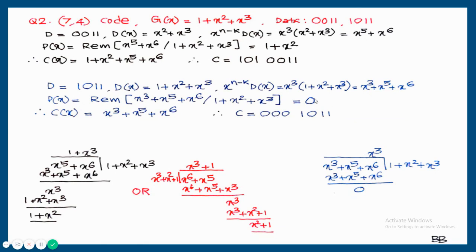Remainder is equal to 0. So 0 remainder is written here. C of x is equal to the product plus remainder. Or actually in this case, remainder plus product. So 0 plus x cube plus x raised to 5 plus x raised to 6. And the equivalent code is written here. No 1, no x square. So x cube, no x raised to 4, x raised to 5 is there, x raised to 6 is there. So the code is 0, 0, 0, 1, 0, 1, 1. Leftmost 3 bits are parity bits. So the parity bits are 0, 0, 0 and the message bits are 1, 0, 1, 1.